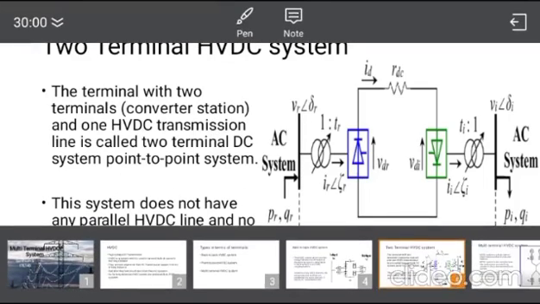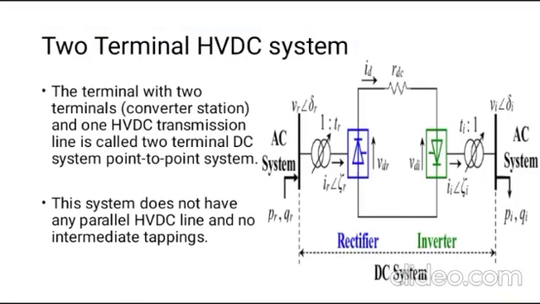In between there is a transmission line, which will be of very long distance. In this type of system, there will not be any intermediate connection or tapping in between the transmission line. It's like end to end, from the sending end to the receiving end. The sending end is a rectifier station and the receiving end is an inverter station.